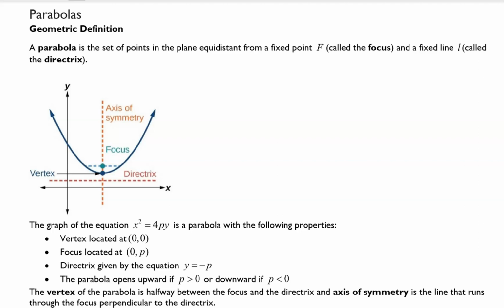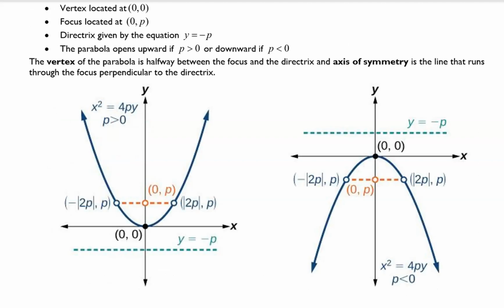The vertex of the parabola is halfway between the focus and the directrix, and the axis of symmetry is the line that runs through the focus perpendicular to the directrix. So here we have two graphs of two parabolas. One of them is facing upwards if the p-value is greater than 0, and then we have the parabola that's facing downwards when the p-value is less than 0.